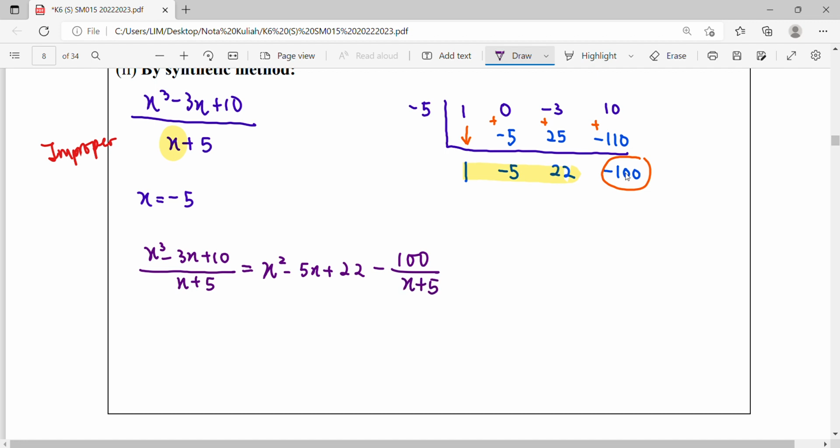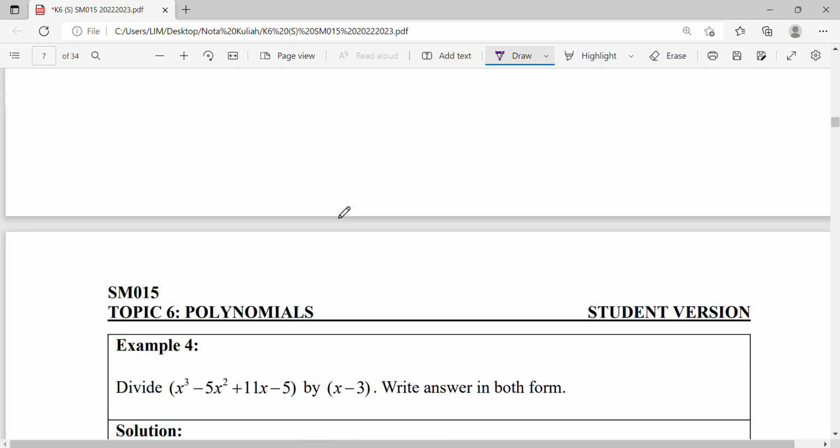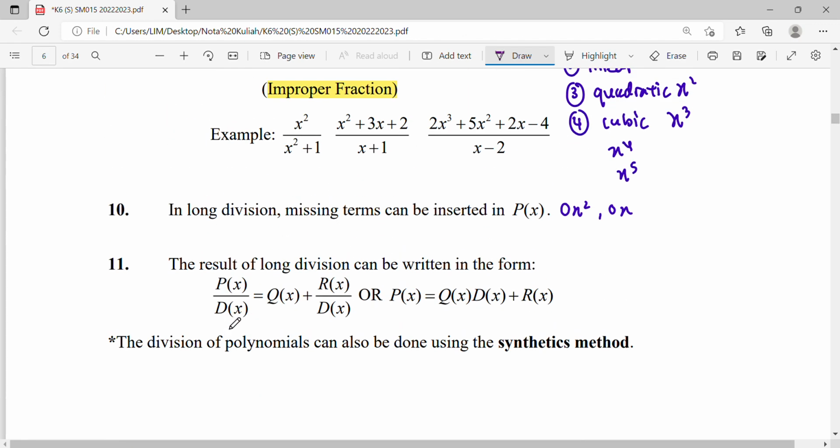So this pattern of writing is our type 1. Writing in type 1, which is p(x) over d(x) equals q(x) plus r(x) over d(x). The polynomial over the divisor equals the quotient plus the remainder over the divisor.